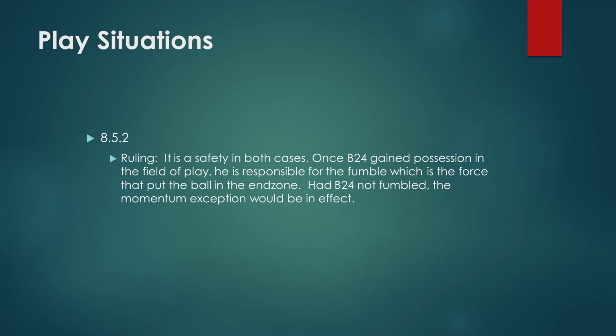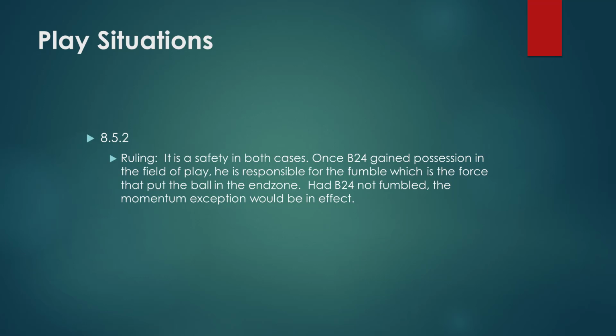Once B24 gained possession in the field of play, he is responsible for the fumble, which is the force that puts the ball in the end zone. Had B24 not fumbled, the momentum exception would be in effect. So if he takes this all the way to the end zone in his possession and is down there, he's going to get the ball back at where he originally attained possession.